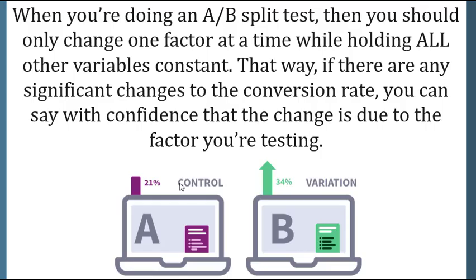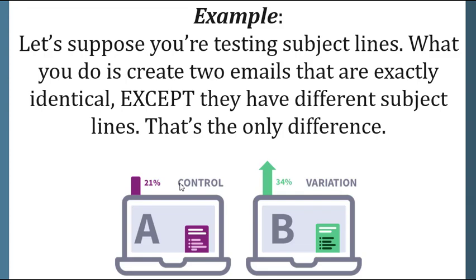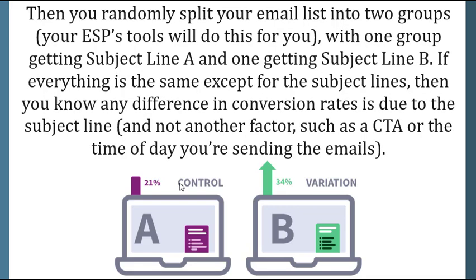Number 4, test one thing at a time. Now, when you're doing an A/B split test, you should only change one factor at a time while holding all other variables constant. That way, if there are any significant changes to the conversion rate, you can say with confidence that the change is due to the factor you're testing. Example, let's suppose you're testing subject lines. What you do is create two emails that are exactly identical, except they have different subject lines. That's the only difference. Then you randomly split your email list into two groups.